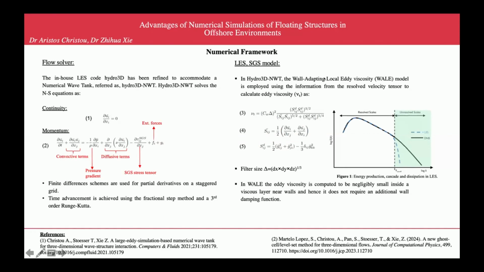In this case, the wall adapting local eddy viscosity, where we use information from the resolved velocity of the large scale to calculate the eddy viscosity and sum it to the fluid kinematic viscosity. The advantage of this subgrid scale model is that near the viscous layer and near walls, the eddy viscosity is almost zero, and therefore we do not have to add additional damping functions near the walls, as for example, the Smagorinsky subgrid scale model.